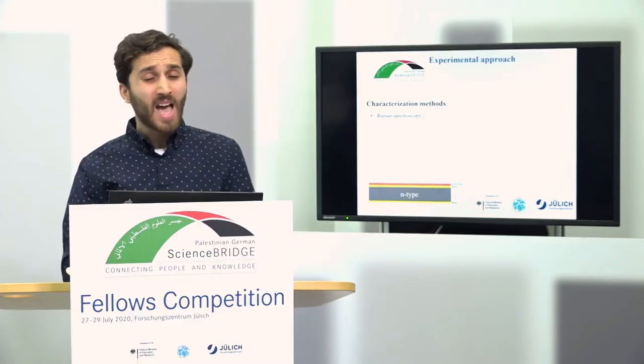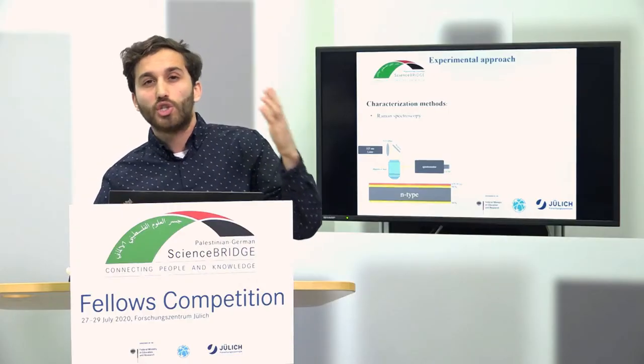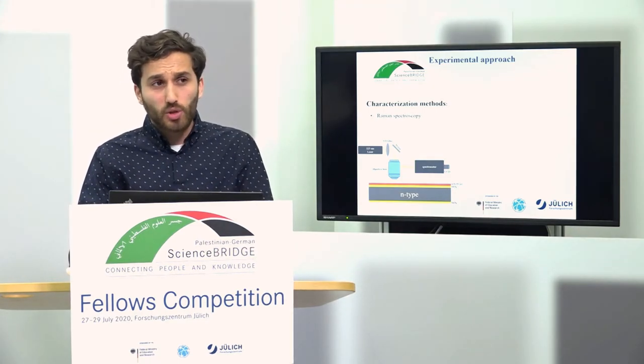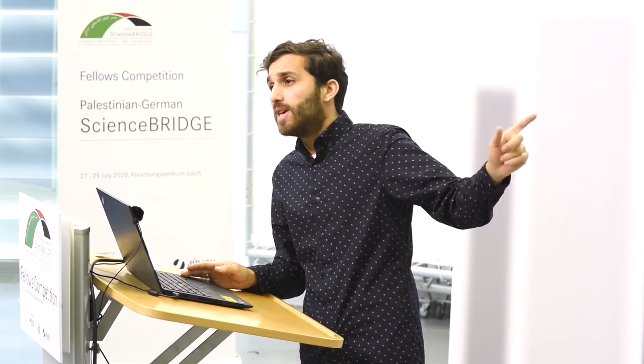The second characterization method is Raman spectroscopy. It is a non-destructive method which can give us an idea about the microstructure parameters of the layer. Raman spectroscopy is based on Raman scattering, which gives us a spectrum for each material. It looks like a fingerprint for each material. As you can see in this spectrum, which represents hydrogenated amorphous silicon, the peak is centered around 480. Please don't mind the sharp peak here, because this is an artifact from the system.